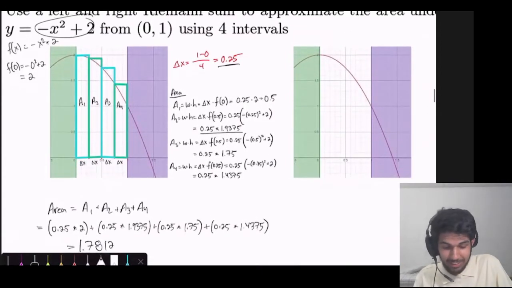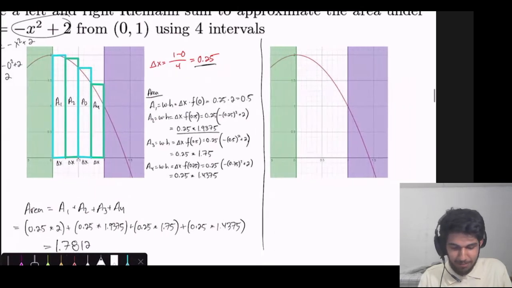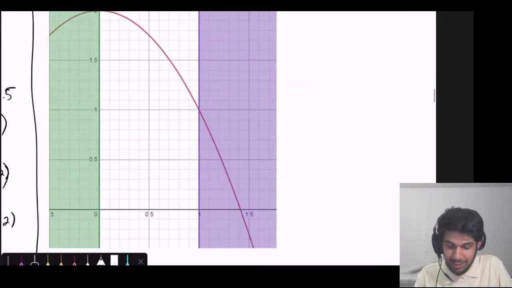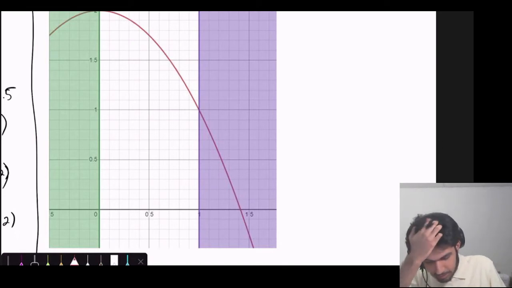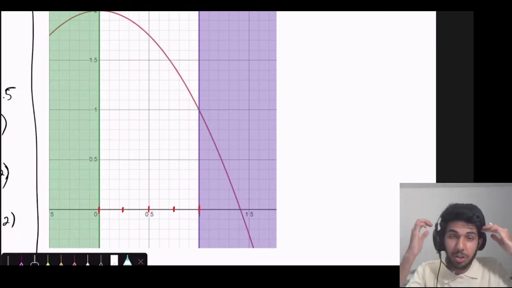That's only the left-hand side. We only did the left-hand side. We still have to do the right-hand side. So let's do that here. Once again, delta x should still remain 0.25 because we still want to do 4 rectangles. So let's just mark that, 0.25, 0.5, 0.75, and 1. So these are like where our rectangles will be. So now we're doing a right Riemann sum.